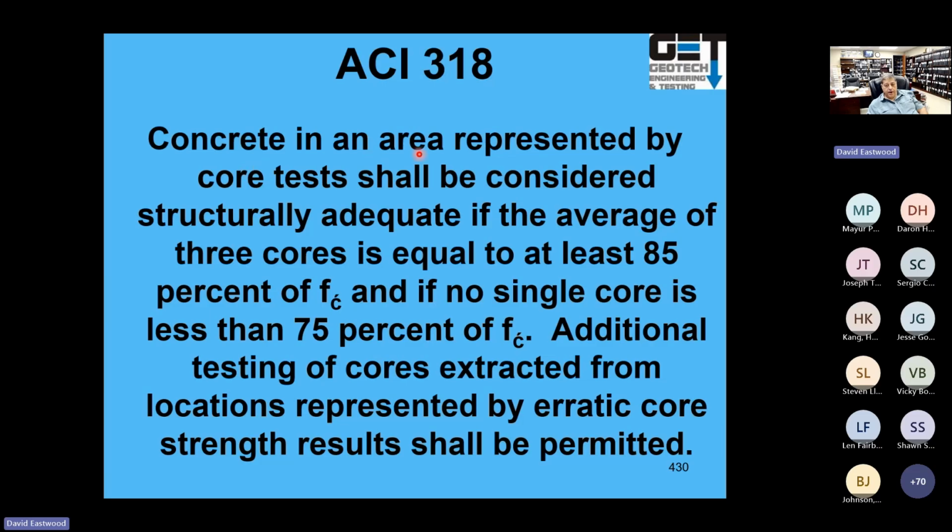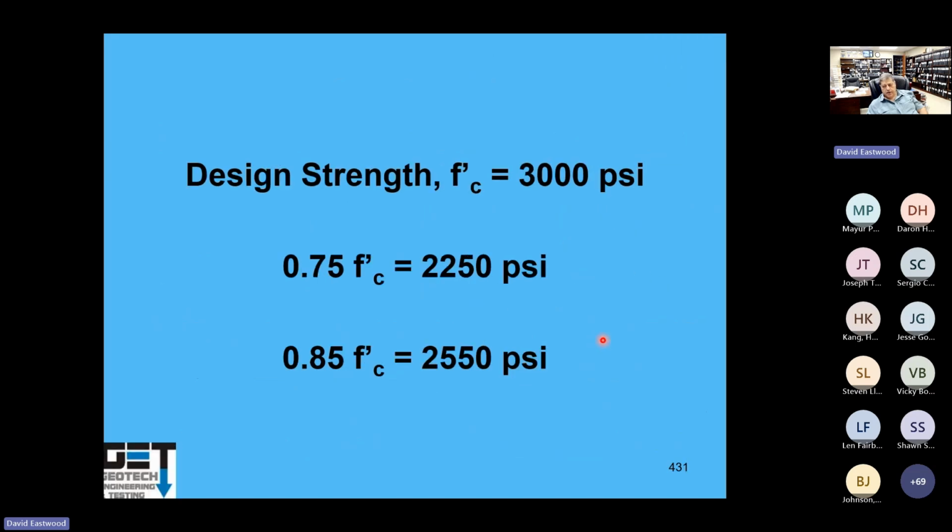ACI says if you're testing your concrete with concrete cores and concrete cylinders too, the strength for any concrete core or cylinder should not drop below 75% of design strength, and the average of the three cores should not be less than 85% of design strength. Some of that has changed. I think right now it's two cores. So if your design strength is 3,000, nothing should drop below 2,250 psi. The average of three cores should not drop below 2,550. Otherwise, your concrete strength fails.